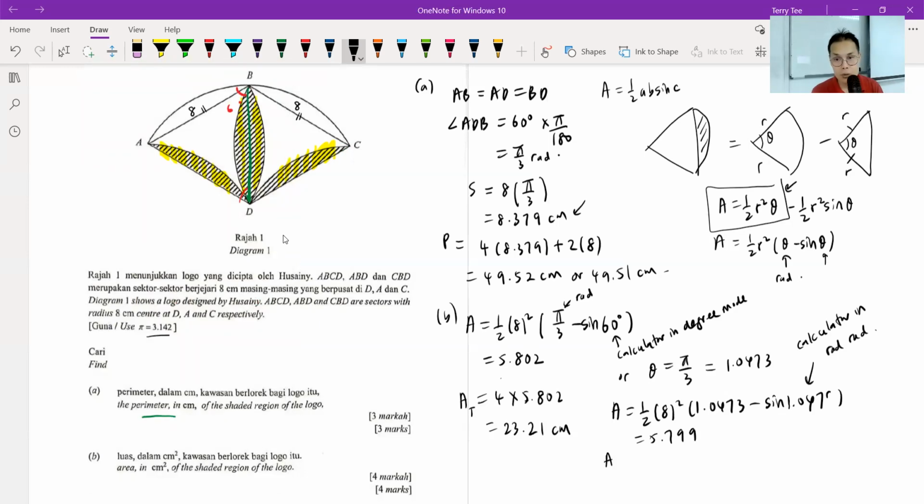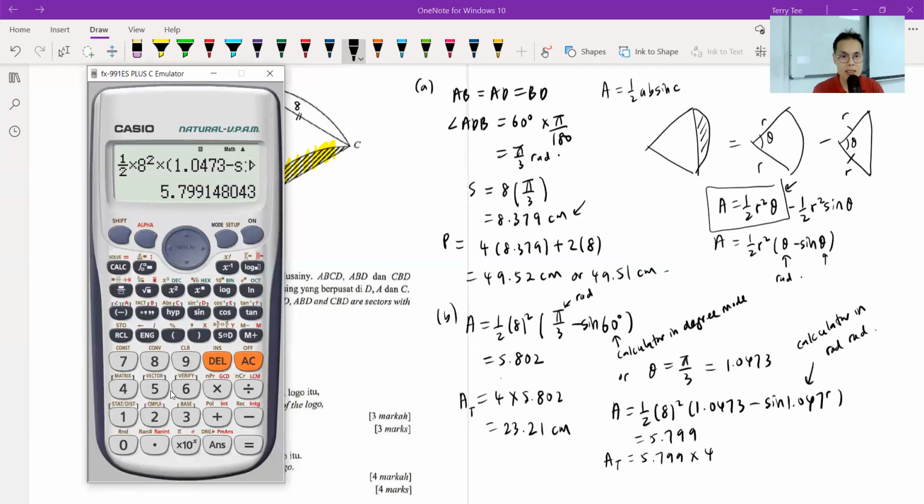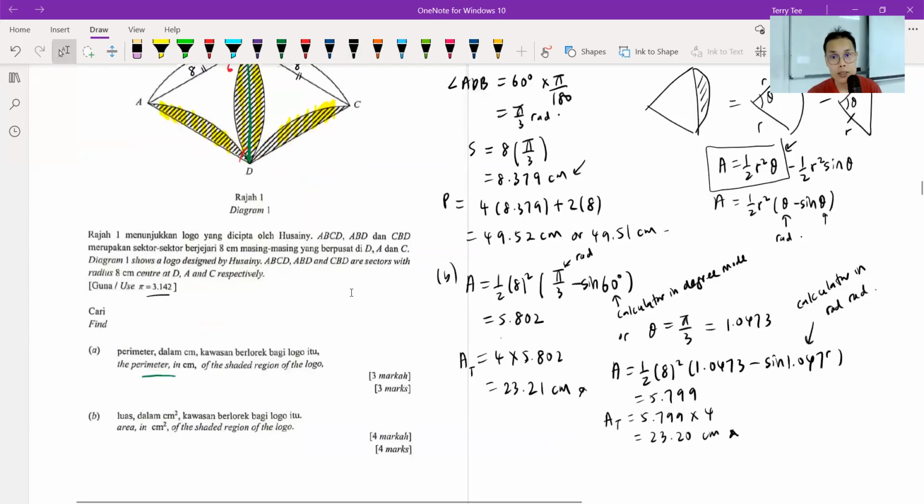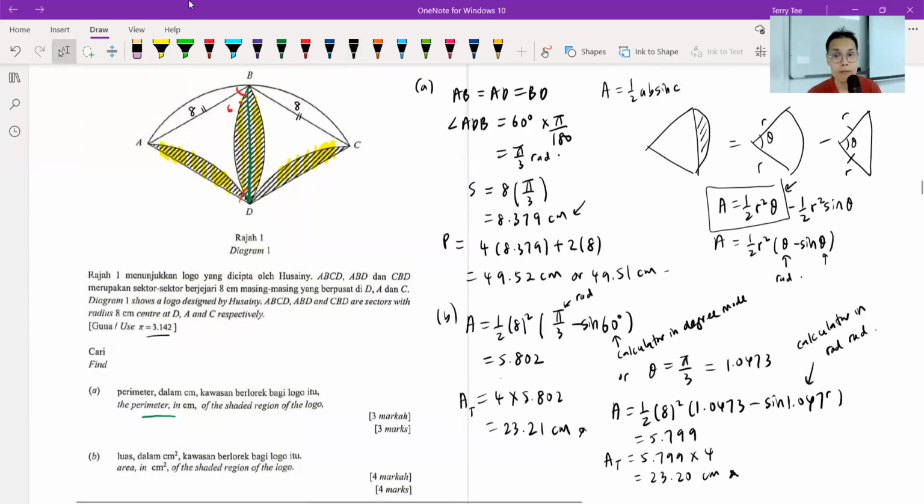Then this is one segment. You're finding total area, maybe I can put a T for total area. You just have to take this times 4. And in fact, you should just do it in one shot. Don't have to do one by one. Doing one by one sometimes is a bit more inaccurate. 23.20. Notice there's a slight difference in answer, but they're both okay. You can use the first one, you can use the second one. Doesn't matter. Whether it's 23.21 or 23.20, they're both fine.